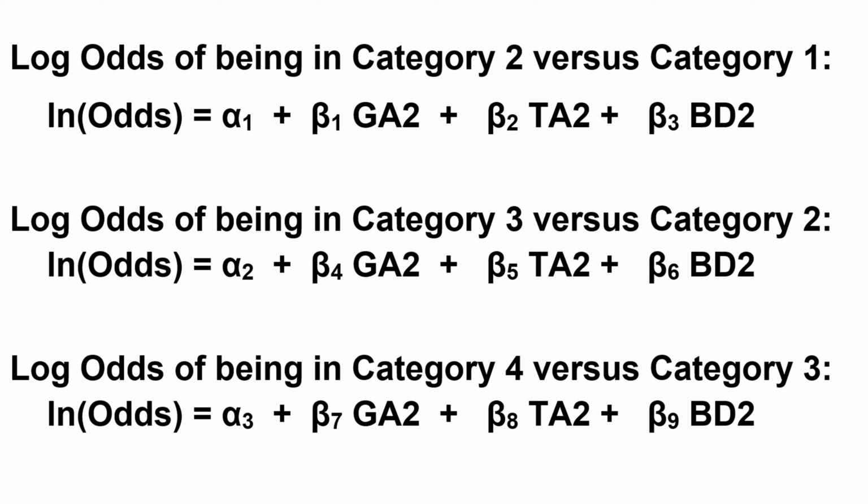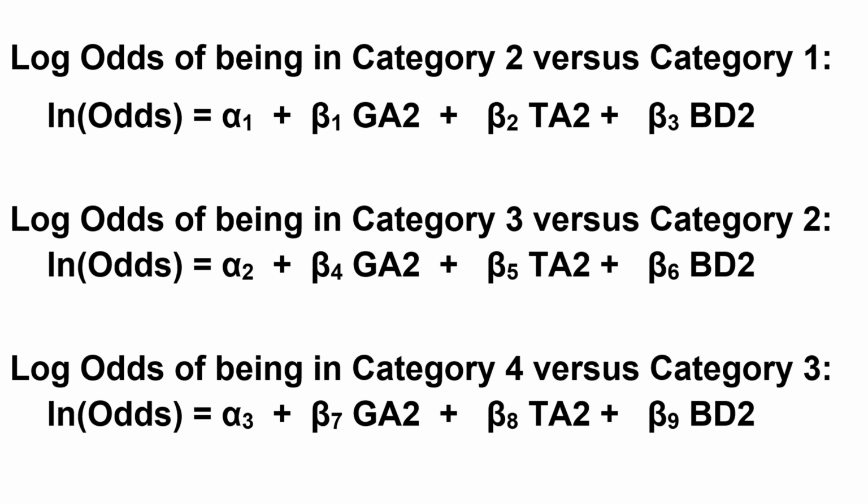As I discuss in my book, in ordinal regression, we make the assumption that the coefficient for moving from category 1 to category 2 as a function of goal alignment, that is B1, is equal to the coefficient for moving from category 2 to category 3 for goal alignment, i.e. B4, which also is equal to the coefficient for moving from category 3 to category 4, or B7. This is known as the parallel coefficient assumption. It underlies all forms of ordinal regression.